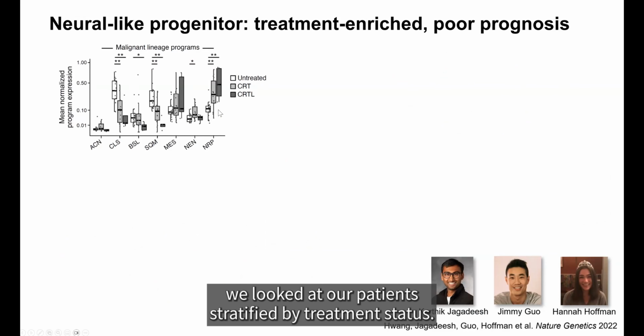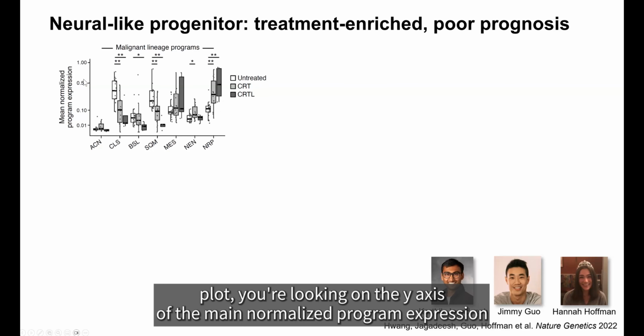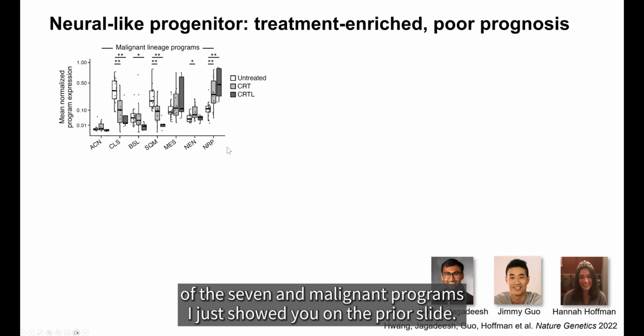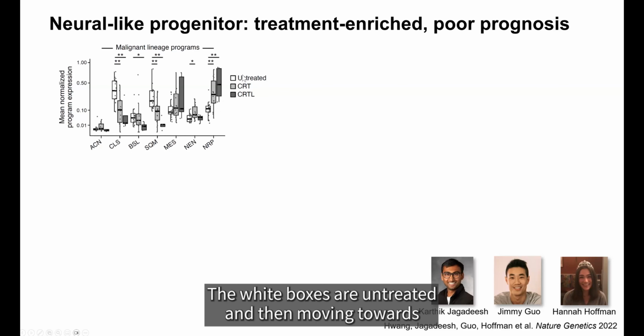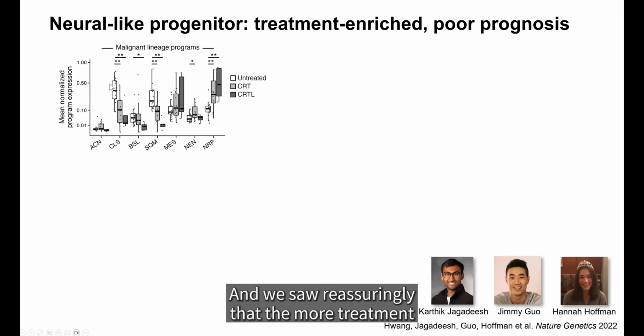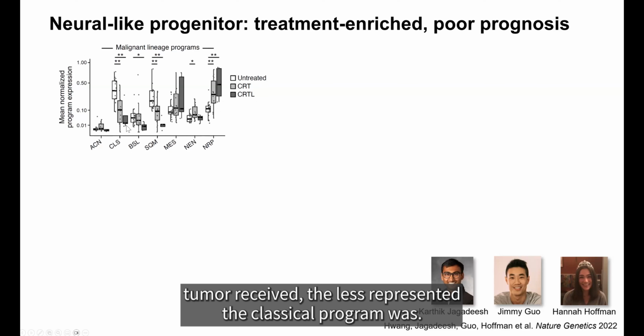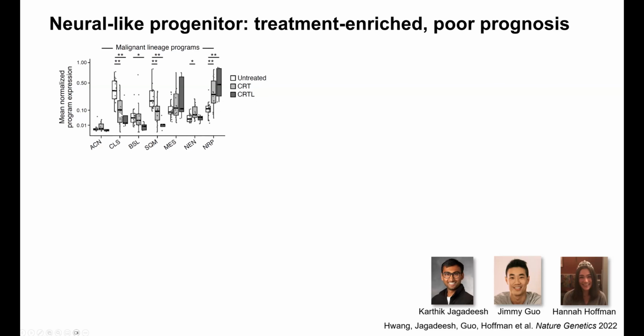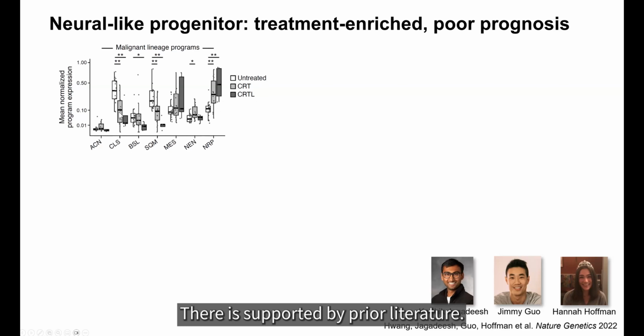by treatment status. So in this box plot, you're looking on the y-axis at the mean normalized program expression of the 7 malignant programs I just showed you on the prior slide. The white boxes are untreated, and then moving towards the more darkly shaded gray boxes, increasing amounts of treatment. And we saw reassuringly that the more treatment a tumor received, the less represented the classical program was. That is supported by prior literature.